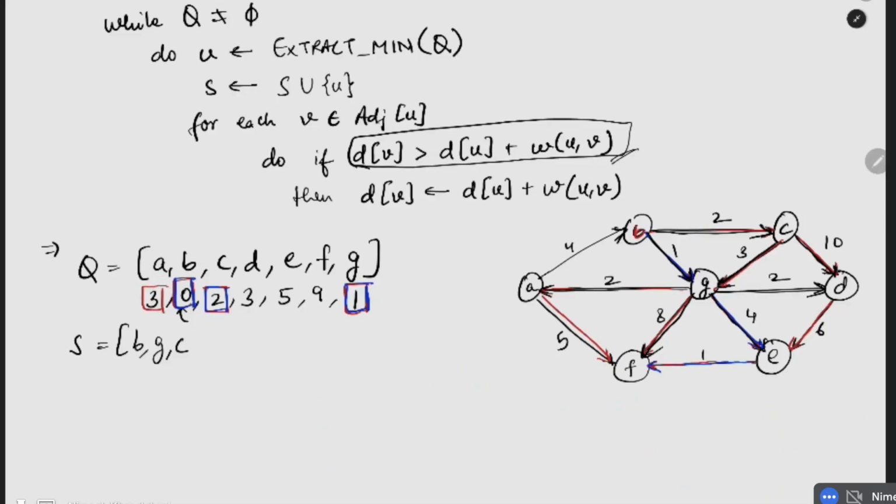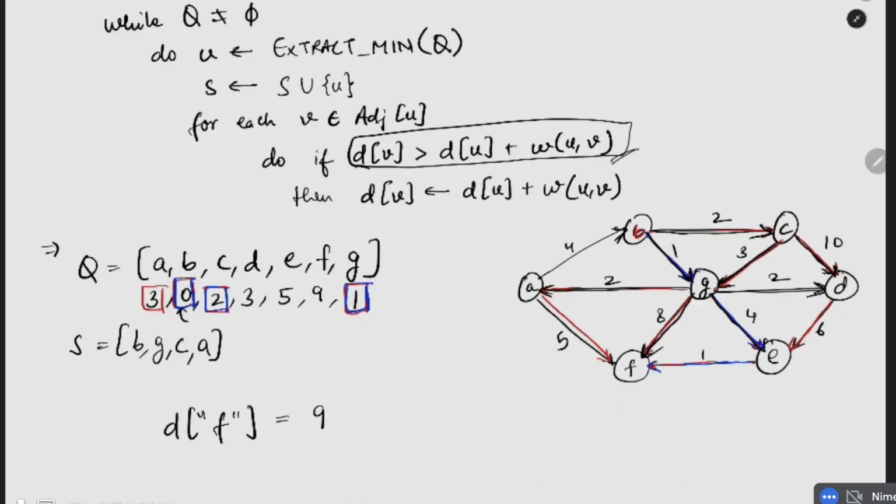take A because we can take anything between A and D. Right, let's take A. So for A, it's B and F, right? So let's check for both B and F. So for B, it is currently 0, right? And of course, 3 plus 4 is greater than, so 7 is greater than 0, so we should not update B, and we won't. And for F, it is currently 9, right?